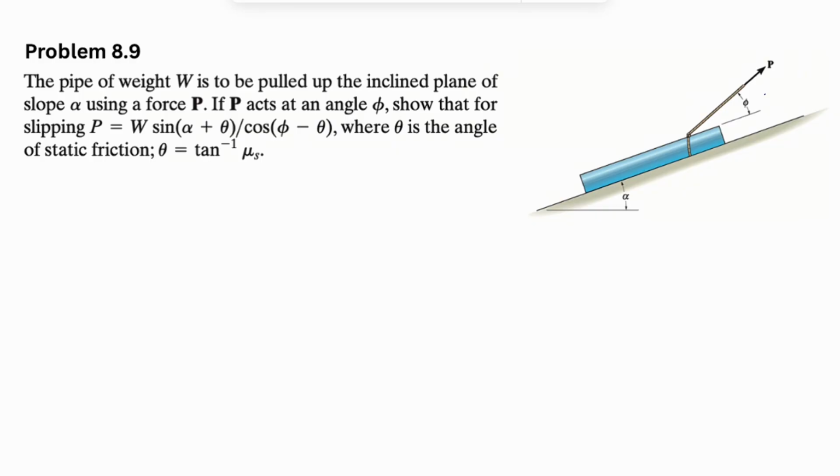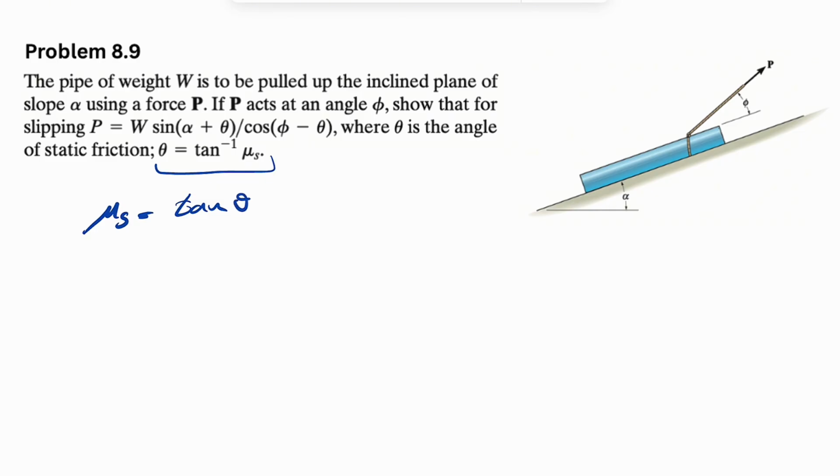We have another question from the Hibbeler textbook, friction topic. The pipe of weight W is to be pulled up the inclined plane of slope alpha using a force P. If P acts at an angle phi, so we have the angle phi between P and this inclined plane, and also we know this angle is alpha, we need to show that for slipping, the force P is equal to this value, where theta is the angle of static friction and it's equal to tangent inverse of the static coefficient. So in other words, our mu s, or static coefficient, is equal to tangent of theta.